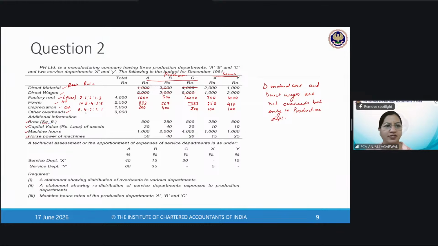I'm doing it in the question here itself, because if I move to the next page, it will waste time in the sense I'll have to look for the figures again and again. So for other overheads, the best basis is machine hours. Basis machine hours, what's the ratio? 1:2 is to 4 is to 1 is to 1.